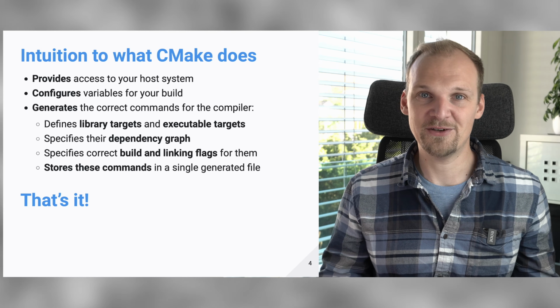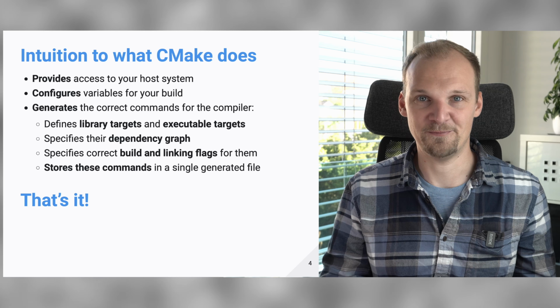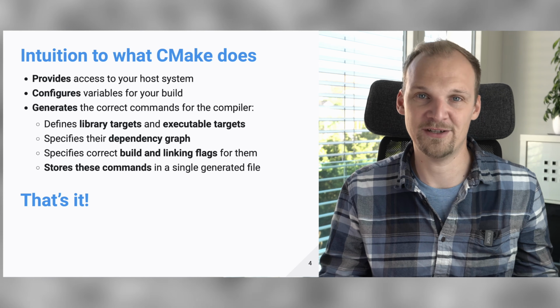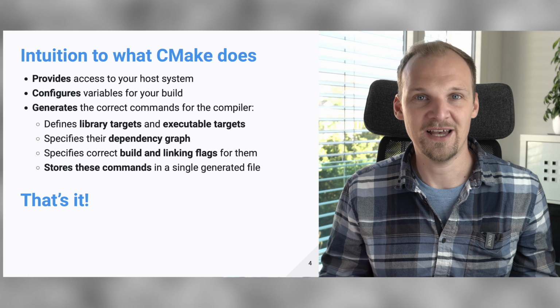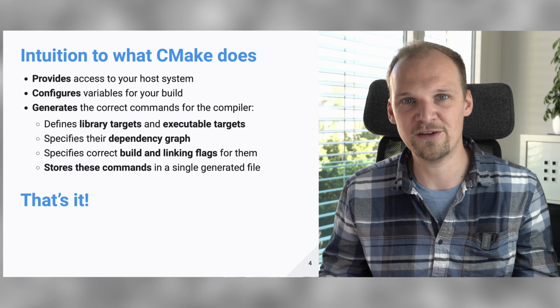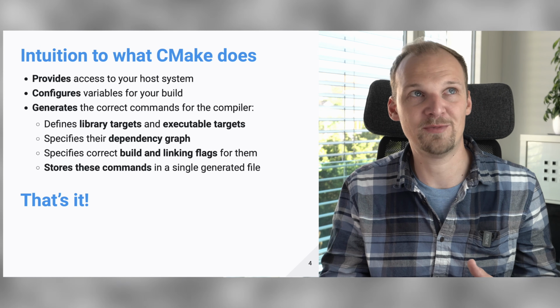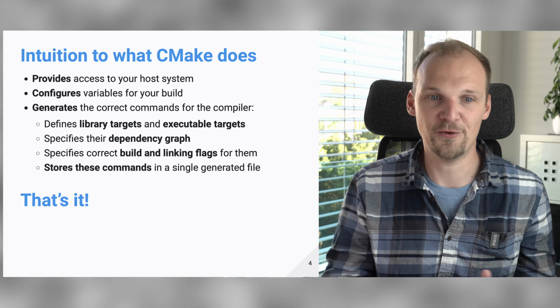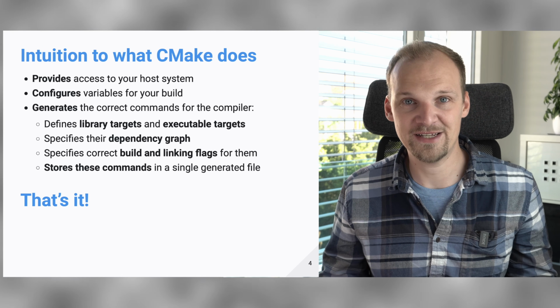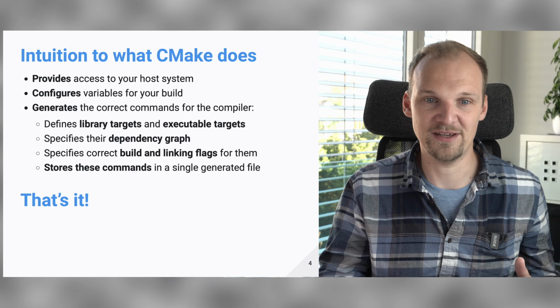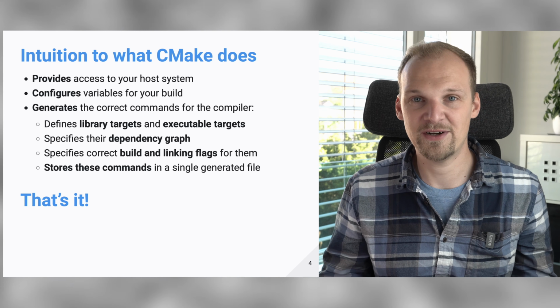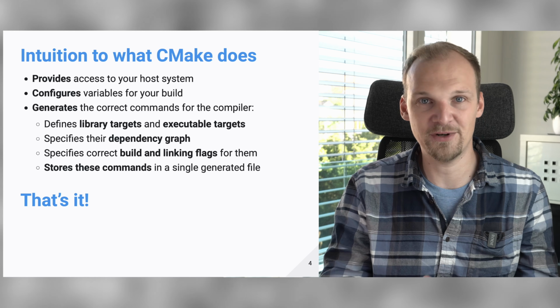So now let's dive into CMake, and we will start by talking about the intuition to CMake. What is it all about? The first thing that it provides you is an access to your host system. Basically, it allows you to know if you're running it on Windows, on Linux, or on macOS, and also what environment it runs in. The second thing it does, it configures your build, or more precisely, it configures variables for your build. And the final thing that it does, it generates the correct commands for the compiler to run in the form of a make file or anything else.